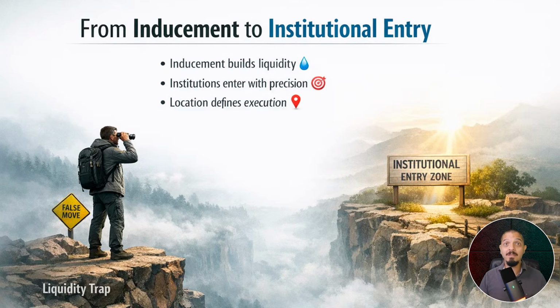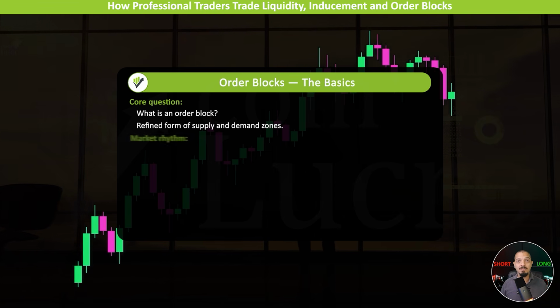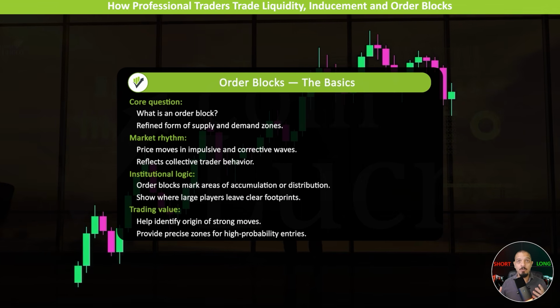In simple terms, inducement is what creates the liquidity that fuels the move out of the fair value gap. So if inducement builds the liquidity before the move, the next question is simple. Where do institutions actually enter? Now, let's begin with the basics. What exactly is an order block?